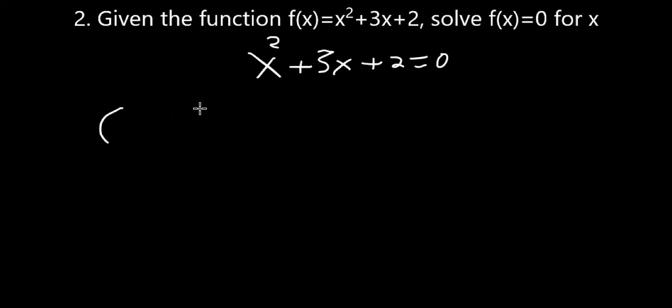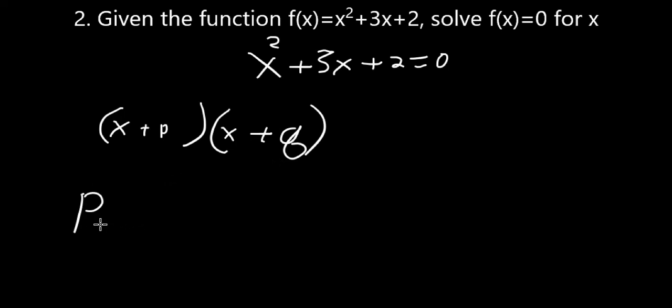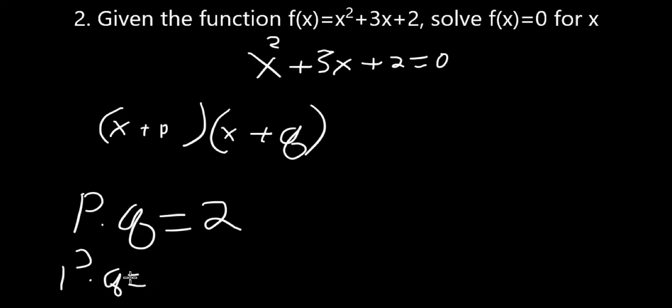We know it's going to look like two binomials multiplied together, and we have to think of a number that multiplies by itself to x squared, which will give us x squared. Now we have plus p and plus q. Okay, so we know p times q is equal to 2, and p plus q is equal to 3. So we need to think of a number that multiplies to 2 and adds to 3.